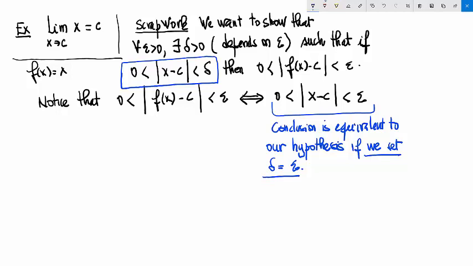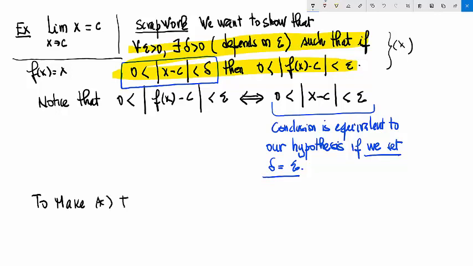So then to make this statement true, if I would like to make this statement here true, call this your star. So to make star true, it is enough to let delta be equal to epsilon. All right. So having said that, then we can write our formal proof.